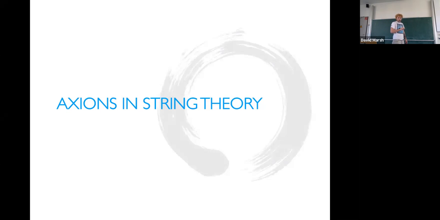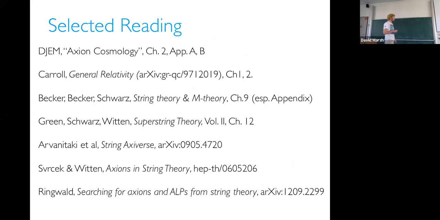Okay, so axions in string theory. Quite a bit of selected reading for this. Carroll's book on general relativity, which is also available on the archive, introduces some of the notation that I'll use for a little bit on differential forms, but I'll also try and do an example that doesn't use that notation.